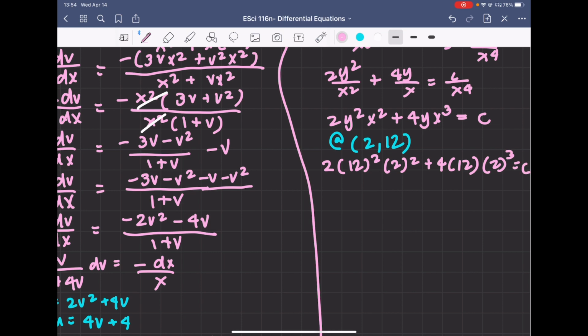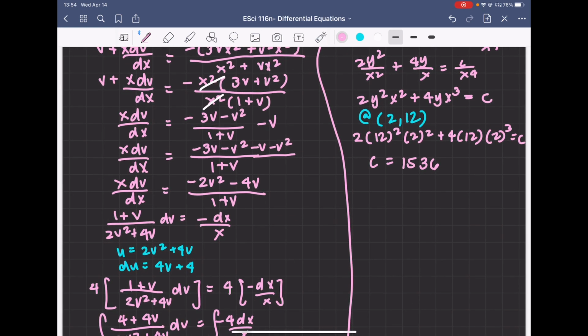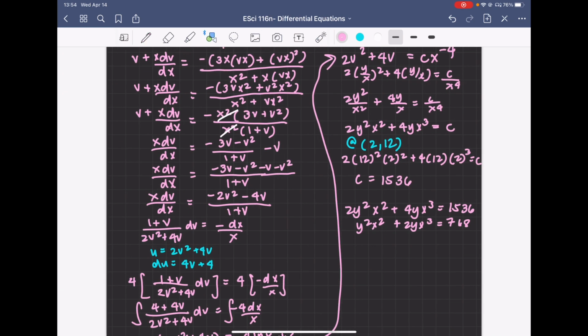And our c is equals to 1536. So going back to our main equation, that's 2y squared x squared plus 4y x cubed is equals to 1536. Or we can simplify that further, that's y squared x squared plus 2y x cubed is equals to 768. And those are our final answers.